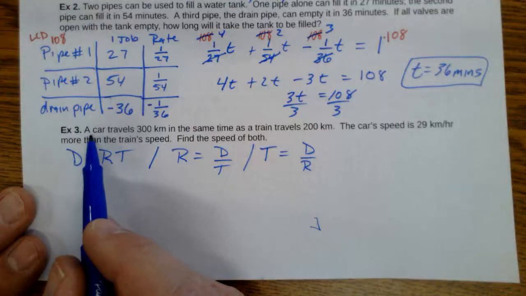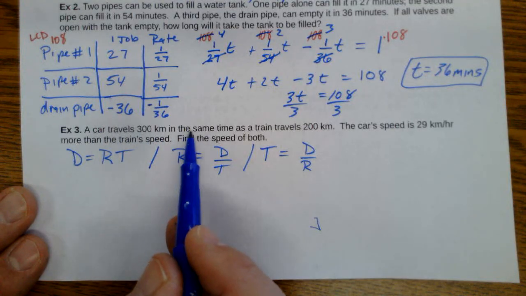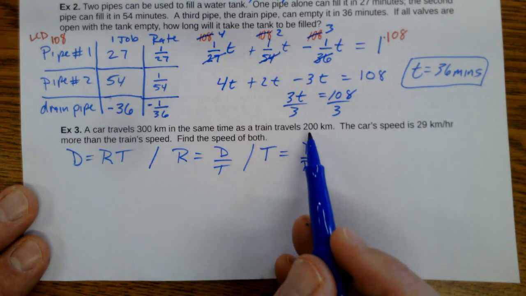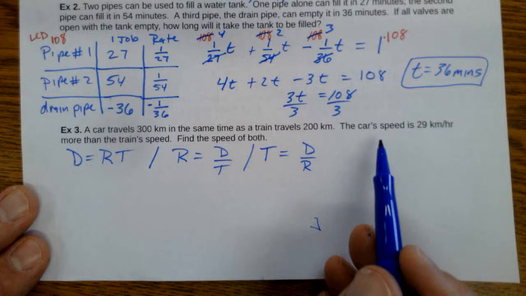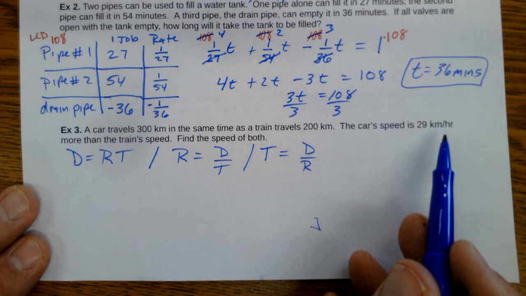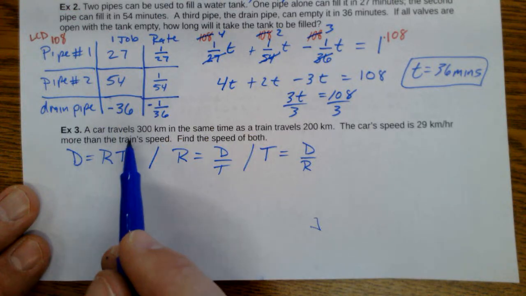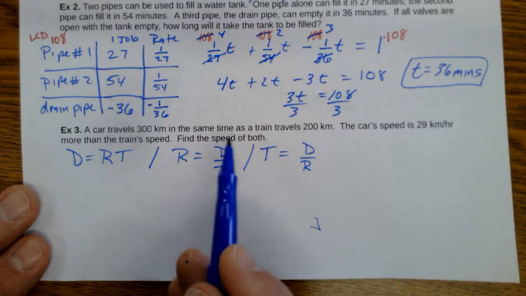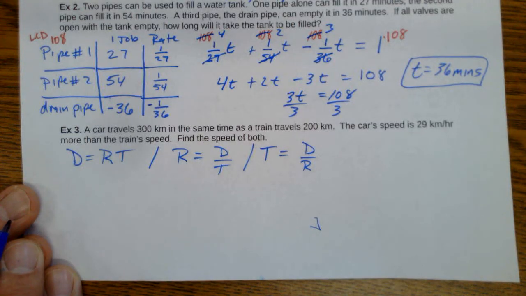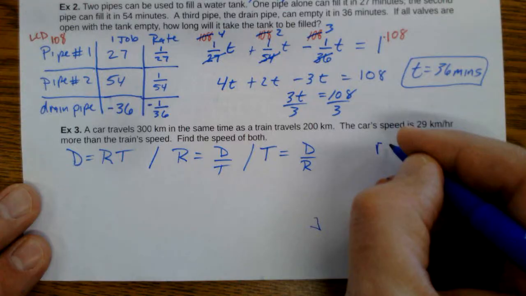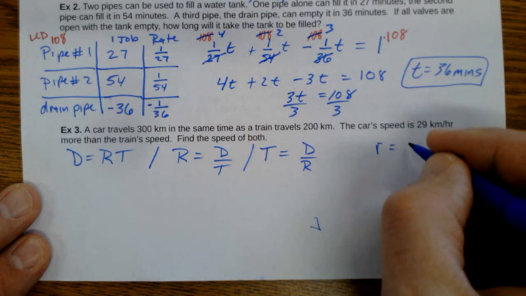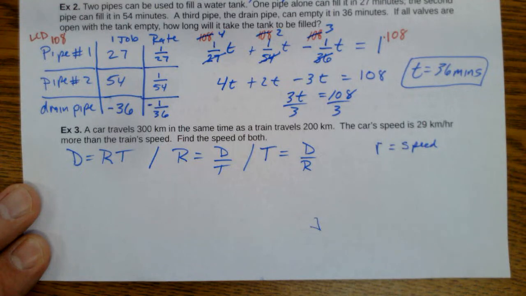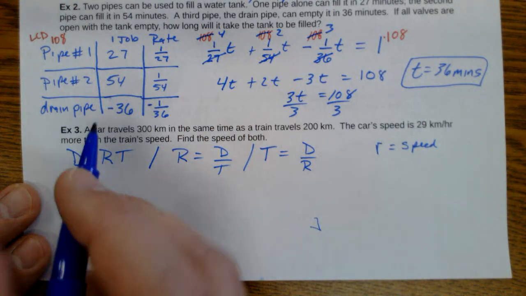So here we go. It says a car travels 300 kilometers in the same time as a train travels 200 kilometers. The car's speed is 20 kilometers per hour more than the train's speed. Find the speed of both. Okay, so we're trying to find their rate, their speed. So we're going to make R is the speed, the rate. And we'll distinguish which one it is, the car's or the train's, when we set up our little table here.